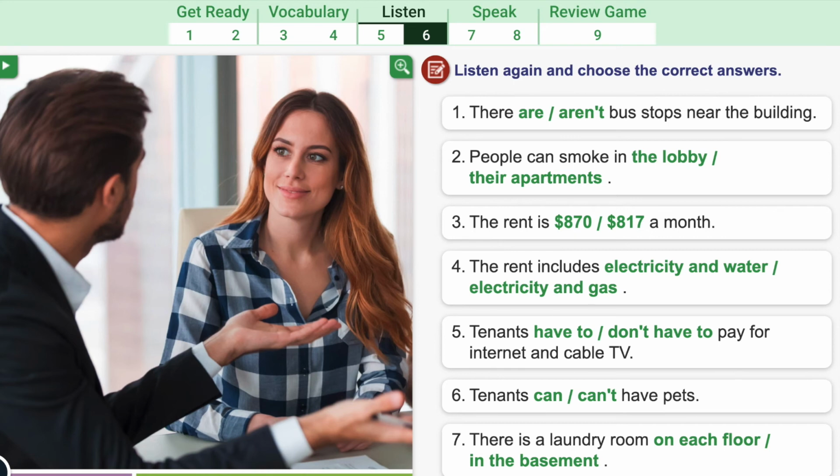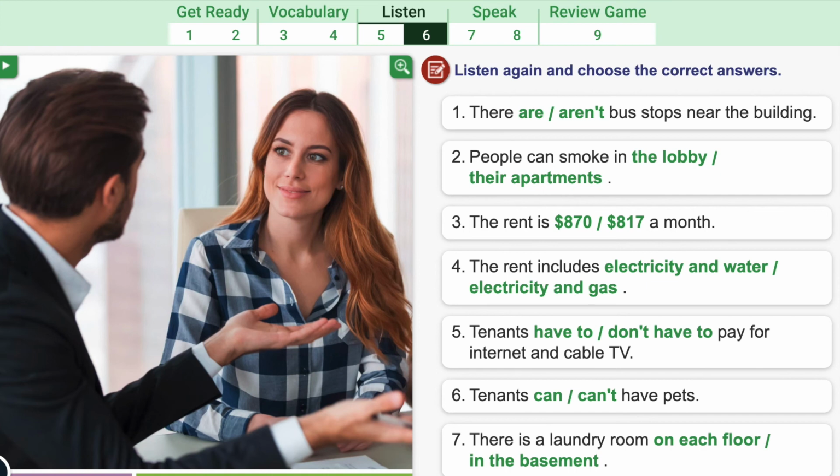I also have a question about the rent. It's $870 a month, right? Right. Does the rent include utilities? It includes electricity and water. Tenants pay for gas. Okay. And do you offer free internet? Internet and cable TV are included. Great. What about pets? Are pets allowed? I'm asking because I'm allergic to dogs. No, tenants can't have pets. It's against the rules. Good.